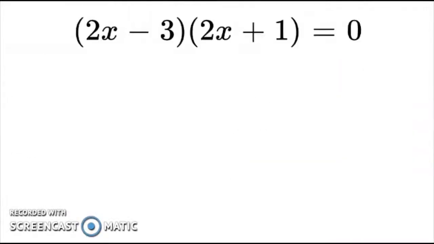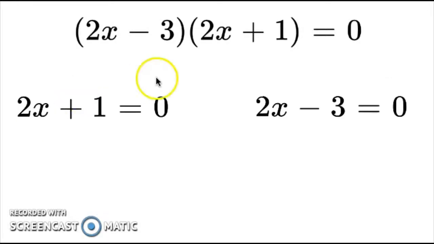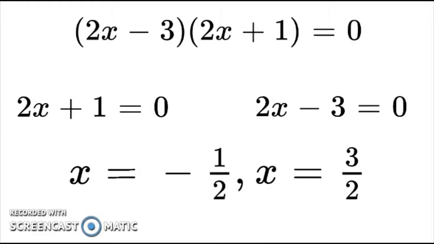But now I have to set all that equal to 0. So I set each factor equal to 0. 2x plus 1 equals 0, and 2x minus 3 equals 0. Subtract 1 from both sides and divide by 2. I'll have negative 1/2. Add 3 to both sides and divide by 2. I'll have positive 3 over 2. So my answers are going to be negative 1/2 and 3 over 2 for number 22.